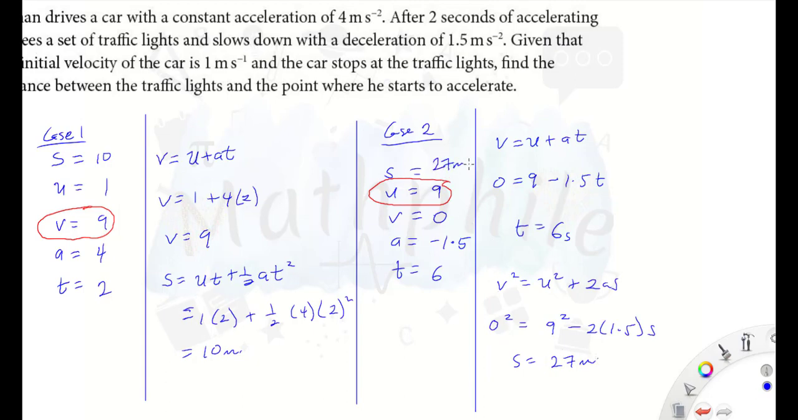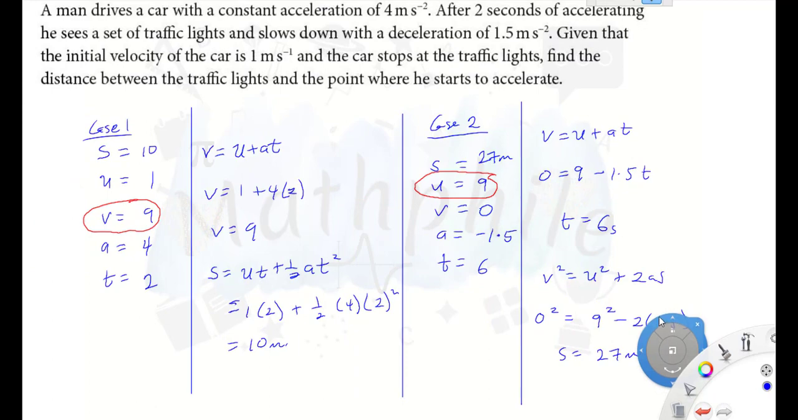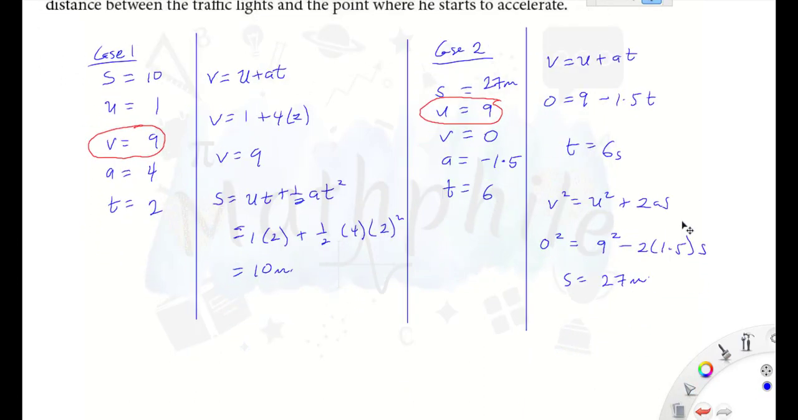Now let's answer the question. The question says find the distance between the traffic lights and the point where it starts to accelerate. So what's the distance between the traffic lights and the point at which it accelerates? Is it 10? Wait. We didn't visualize this when we started, and that is what is causing this. So let's visualize this.